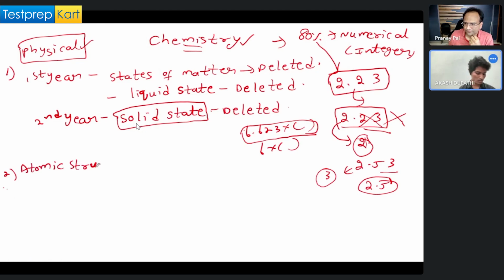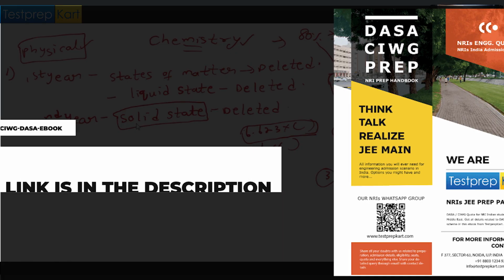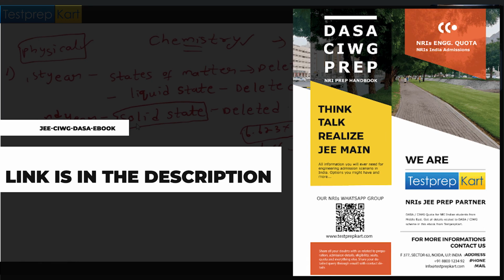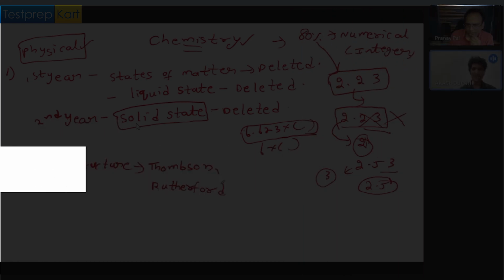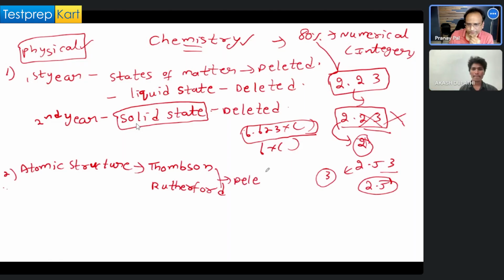Right. In the atomic structure section, there is no major change, but the Thomson model and the Rutherford model, these two parts have been deleted, and their applications are also deleted.